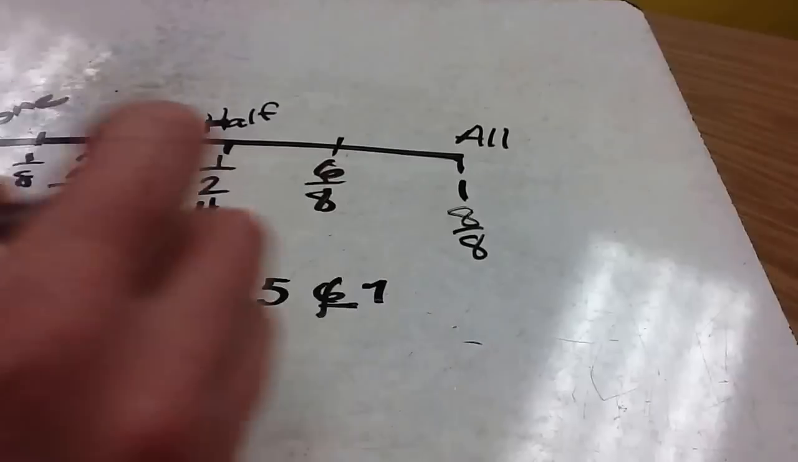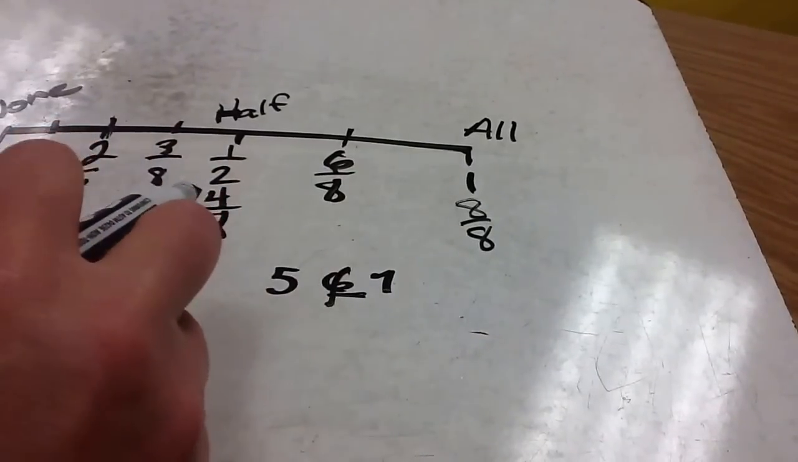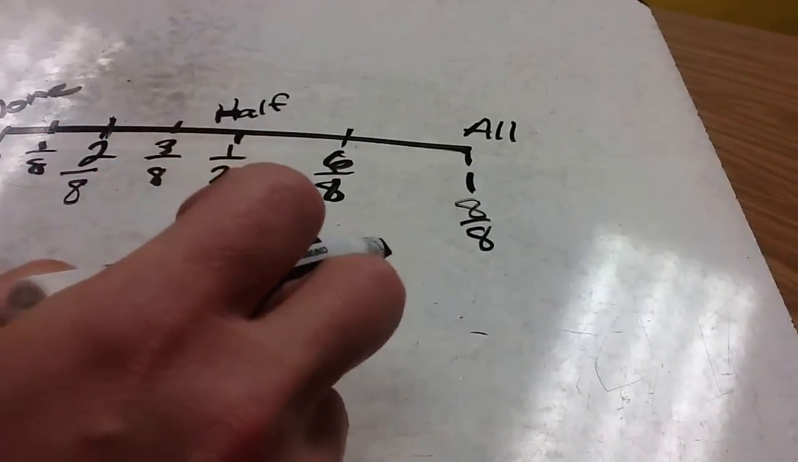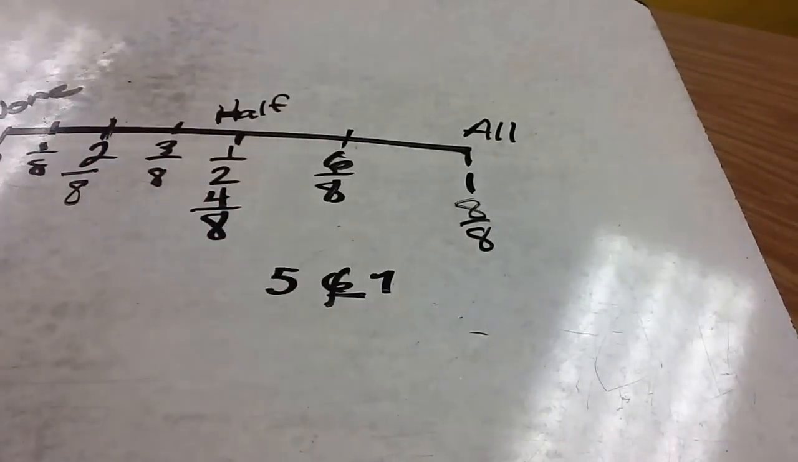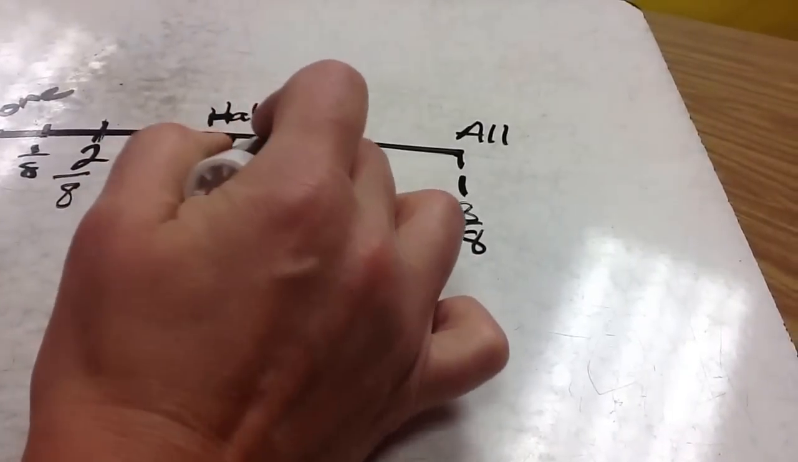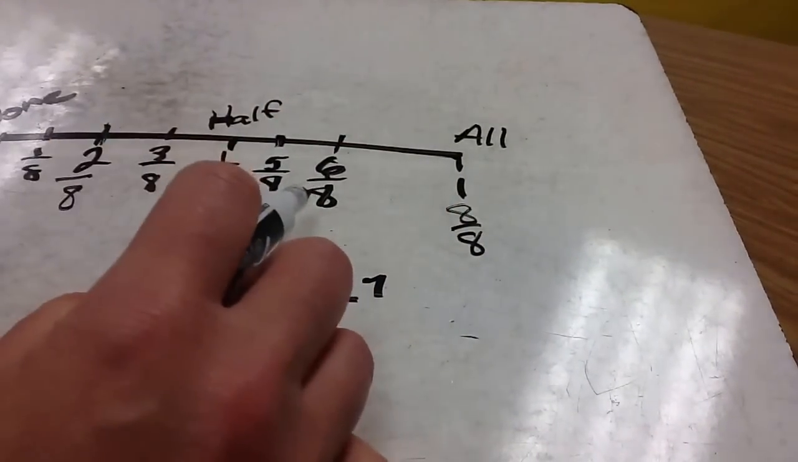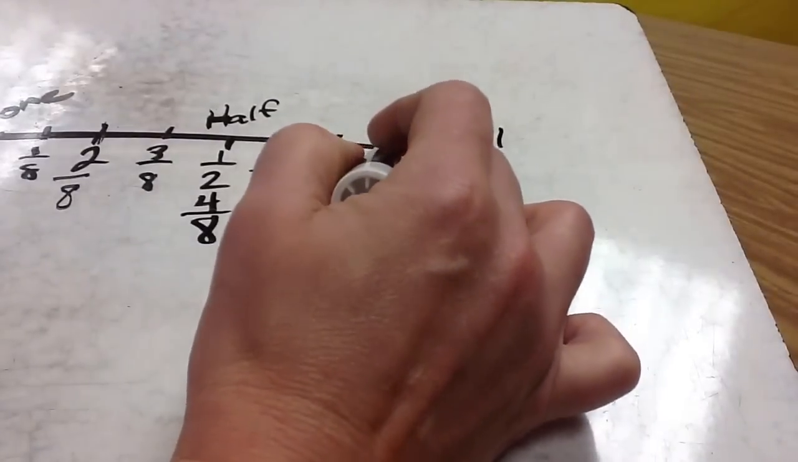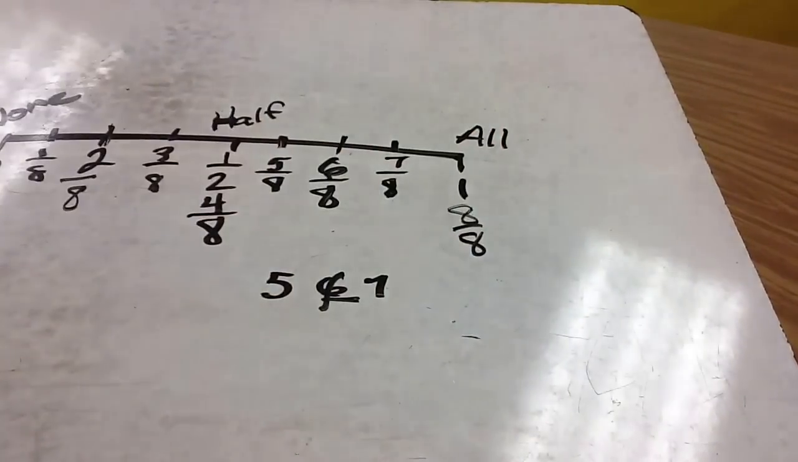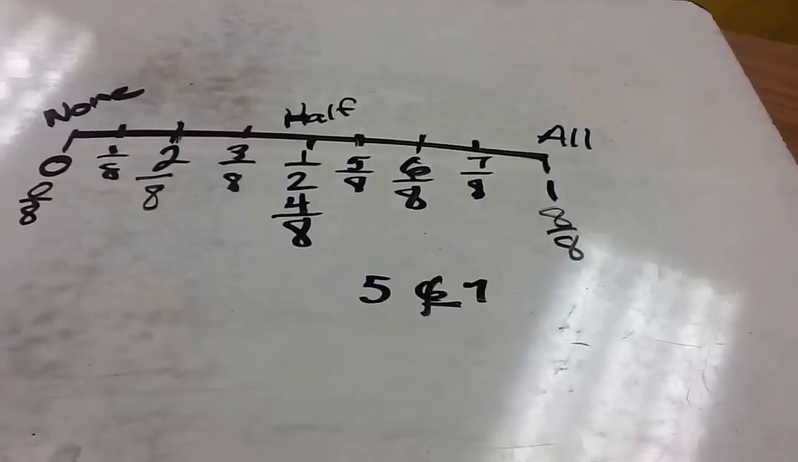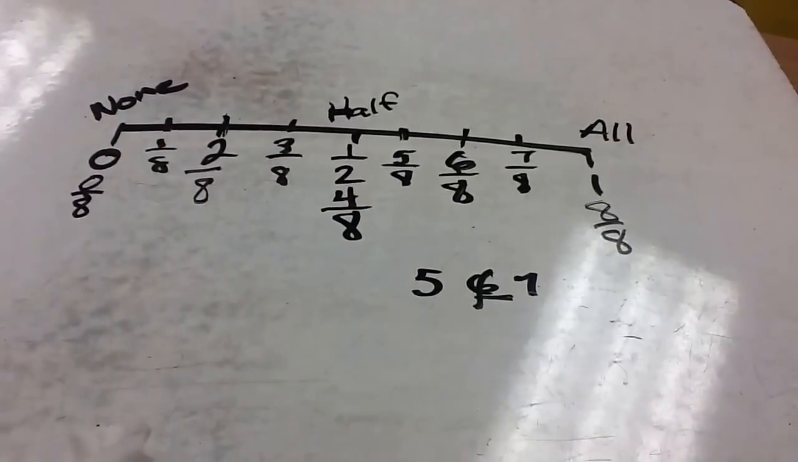Now, we've taken care of 6. So 5 is going to be between 4 and 6. And 7 is going to be between 6 and 8. So halfway between 4 and 6 should be 5. That's 5 8s. And halfway between 6 and 8 should be 7. And that's 7 8s. You now have a number line for 8s.